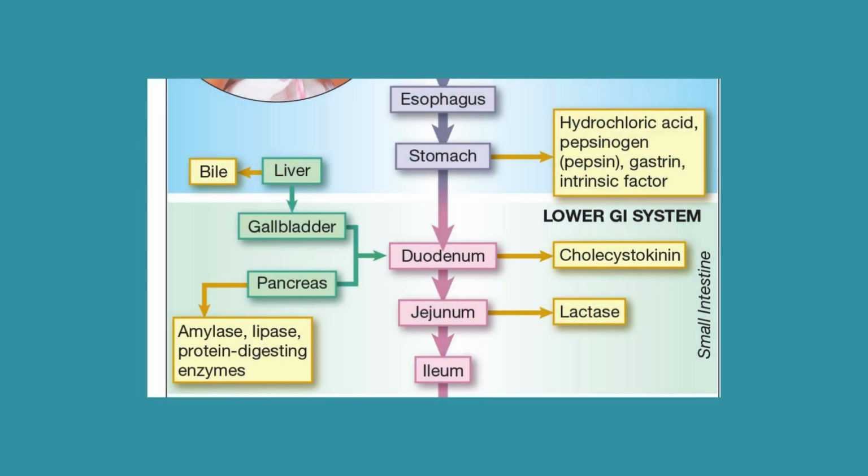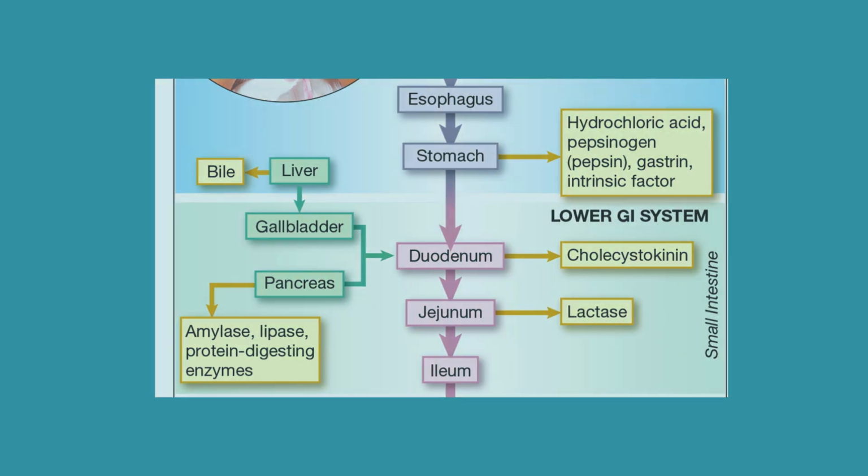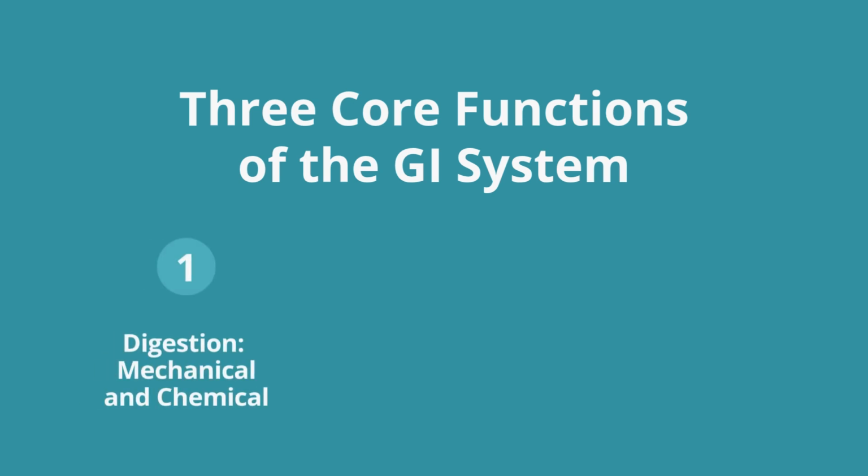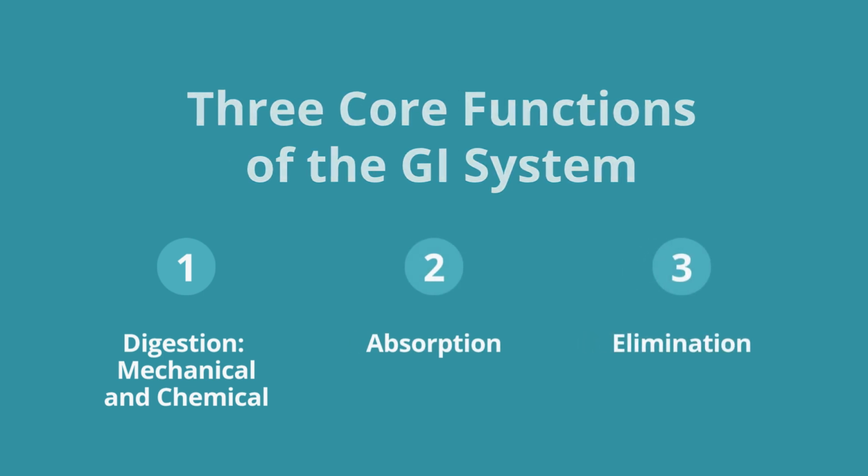The accessory organs help, but don't touch the food. The liver produces bile, the gallbladder stores bile, and the pancreas secretes digestive enzymes. The GI system performs digestion, both mechanical and chemical, absorption, and elimination.